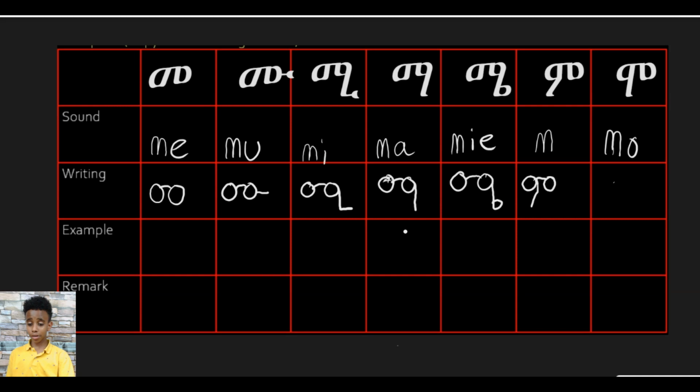Our last letter is the letter Mo. And Mo can be written by starting from the base, connect it. But this time, instead of drawing a straight line and then making it slanted, like as we did for Me, we're just going to make one straight line to the side over here.